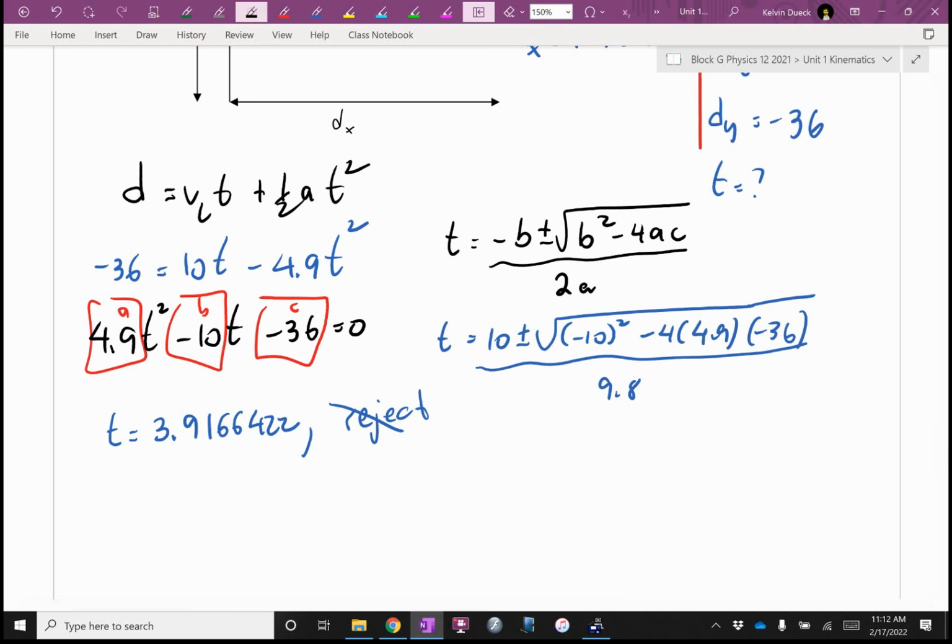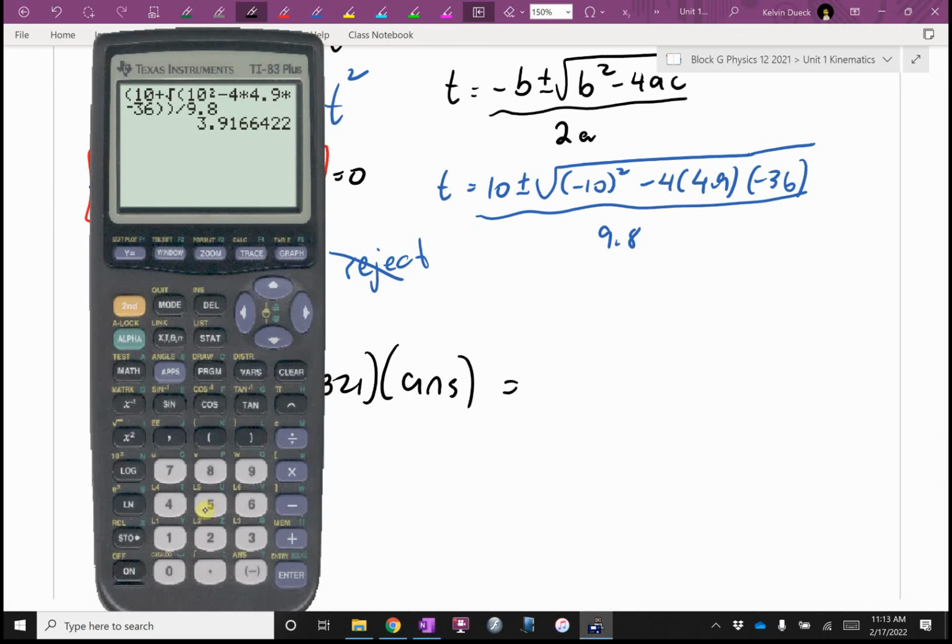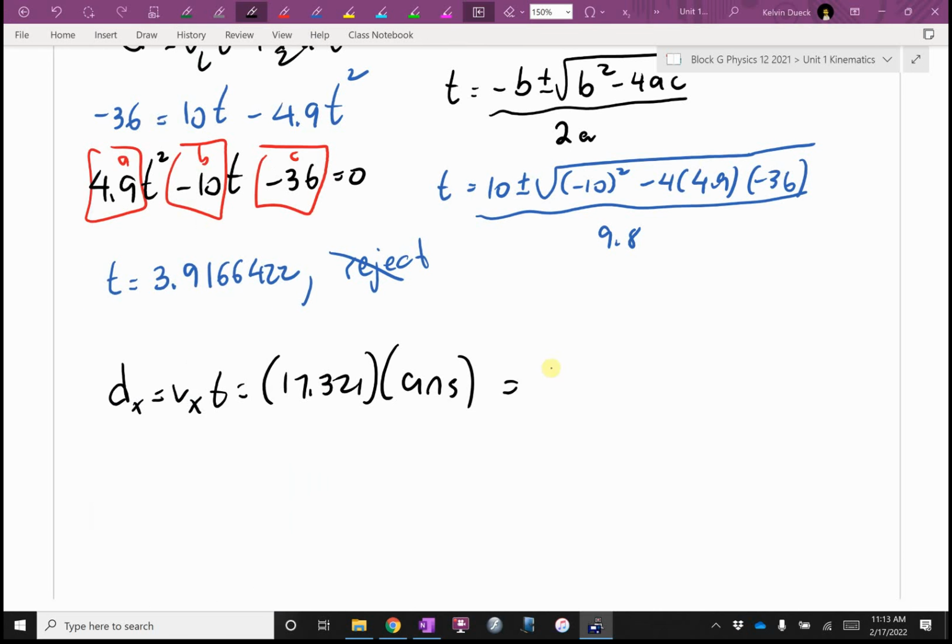What was I trying to find? It's going to be Vx, which was 17.321, times my answer button from 3.916642. 17.321 times answer button. I get a range of 67.8. Is that right? People nodding? Good.